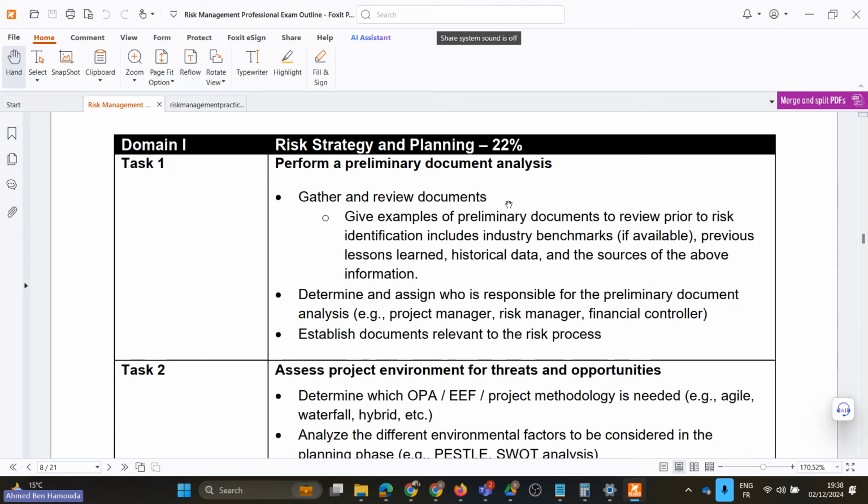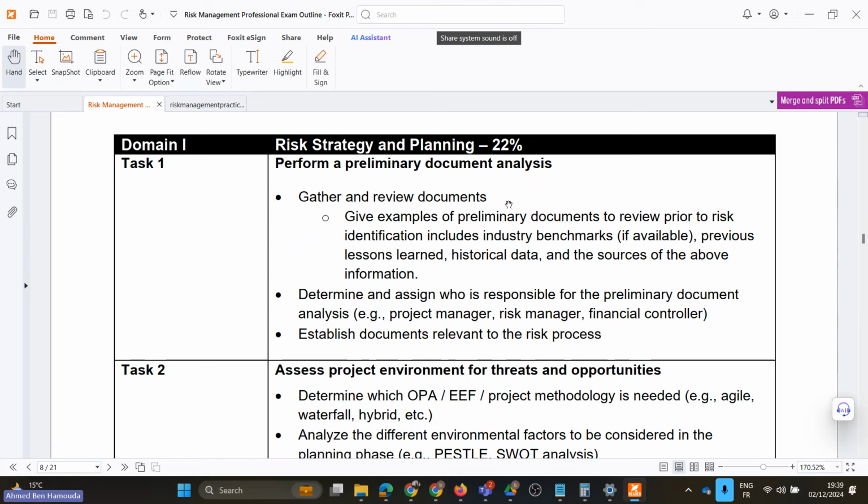Now, the first task is about performing a preliminary document analysis, understanding your project background, understanding all the surrounding details of your project. So PMI will test you in the RMP about gathering and reviewing various documents prior to identifying your risks.